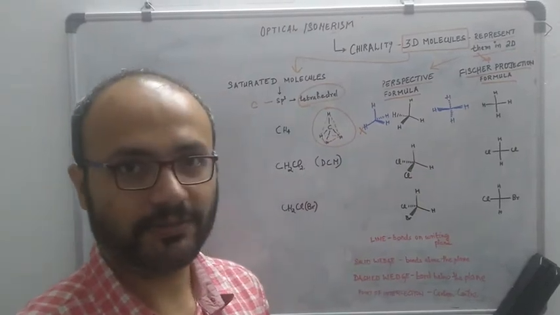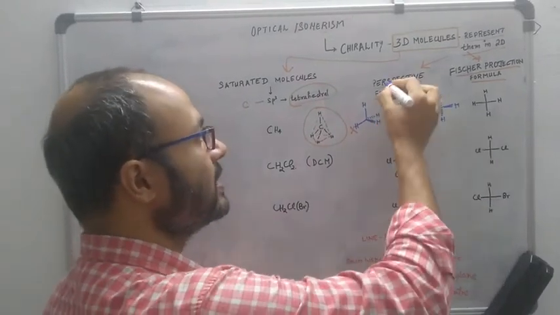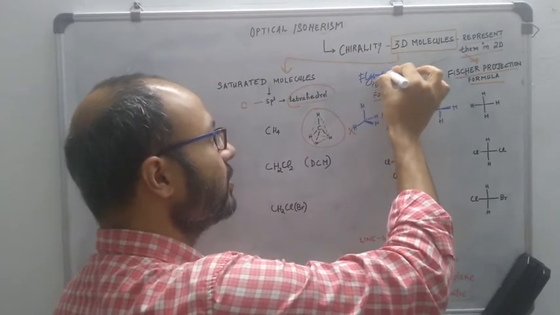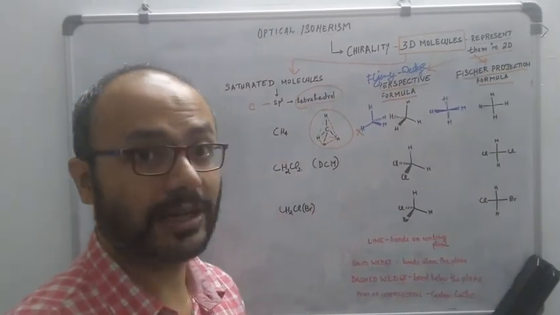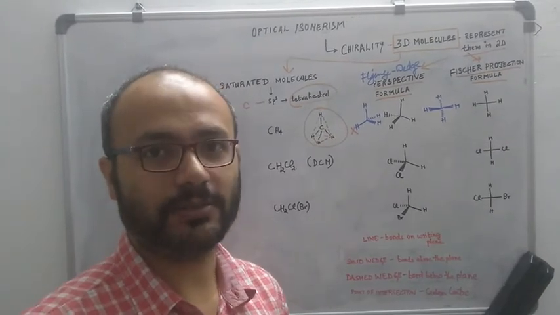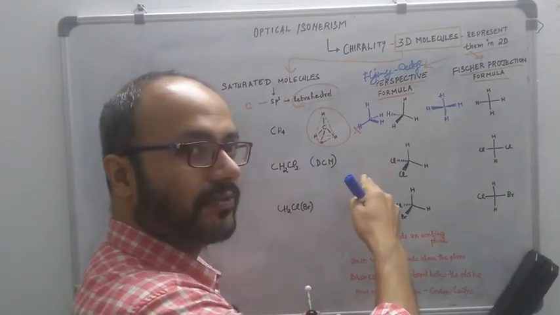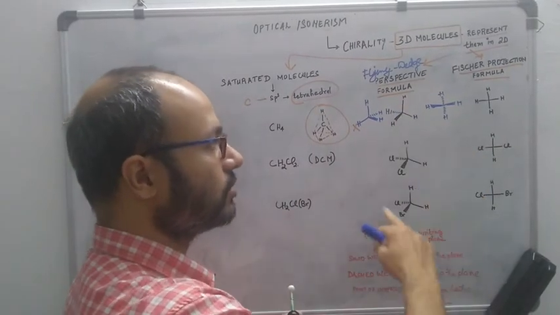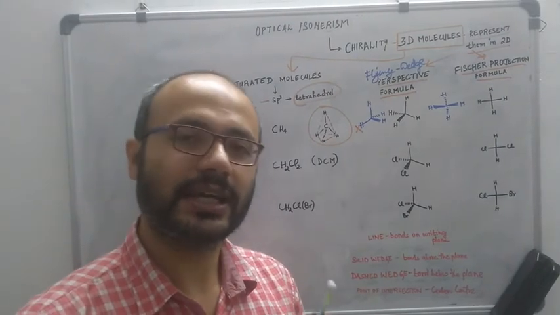So today we only looked into the perspective formula. The simplest one is methane. This perspective formula is also called the flying wedge formula, or it is also called the wedge-dash formula. So just practice this. In the next video, I'll be discussing how to draw these structures as well. Once we are through with this perspective formula, we will go directly to the Fischer projection formula. Thank you very much for your patience listening.